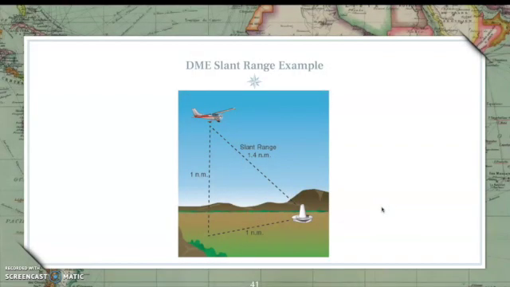Okay, so here's another example of DME slant range. So here we have our DME. We have 1 nautical mile, and we are up 1 nautical mile, which gives us a slant range of 1.4 nautical miles.